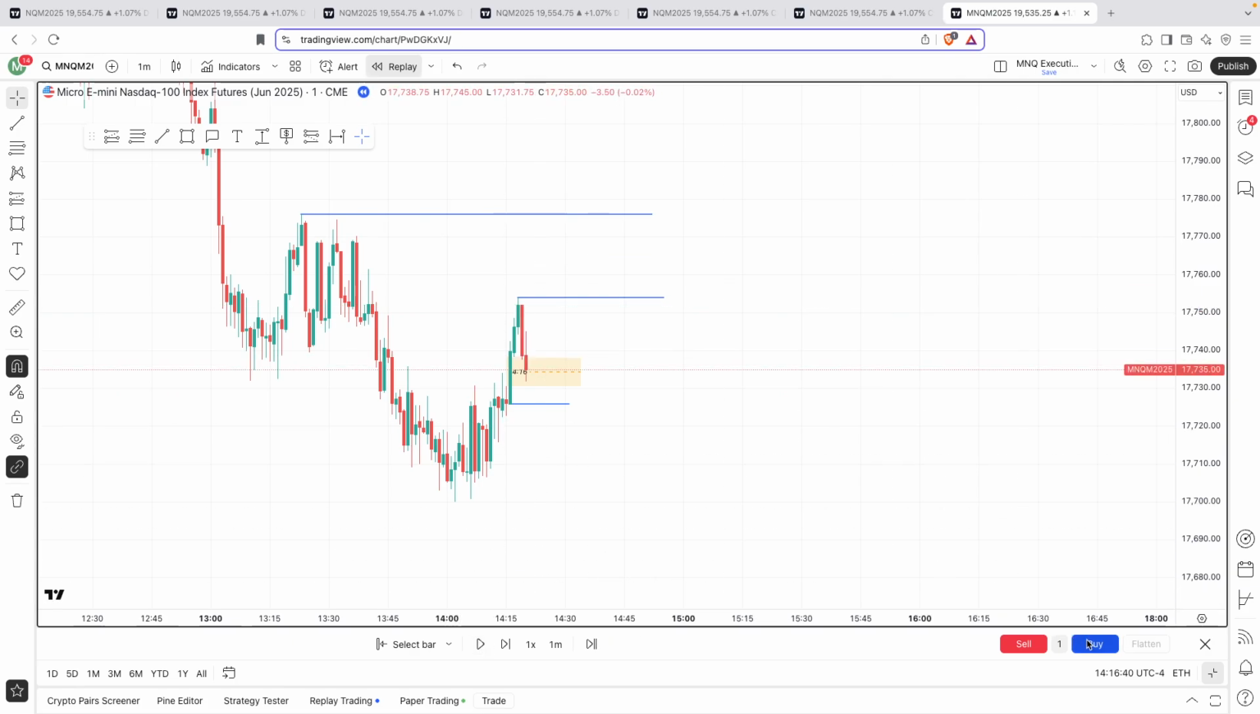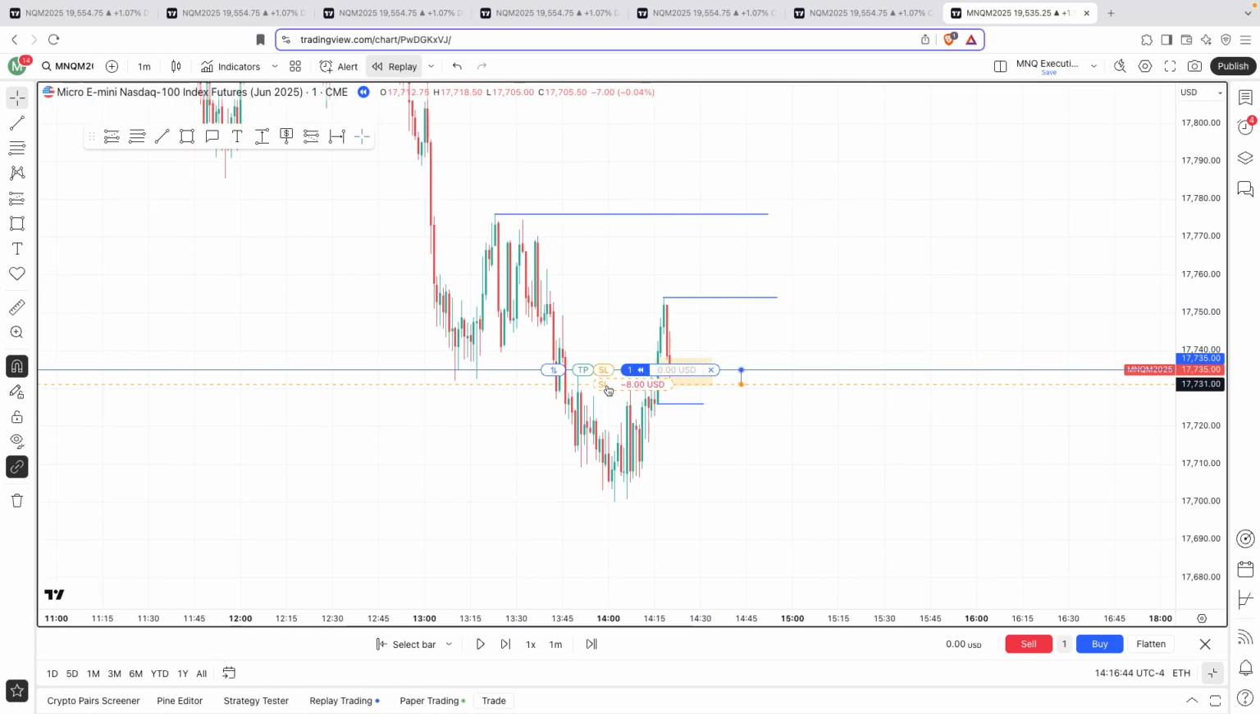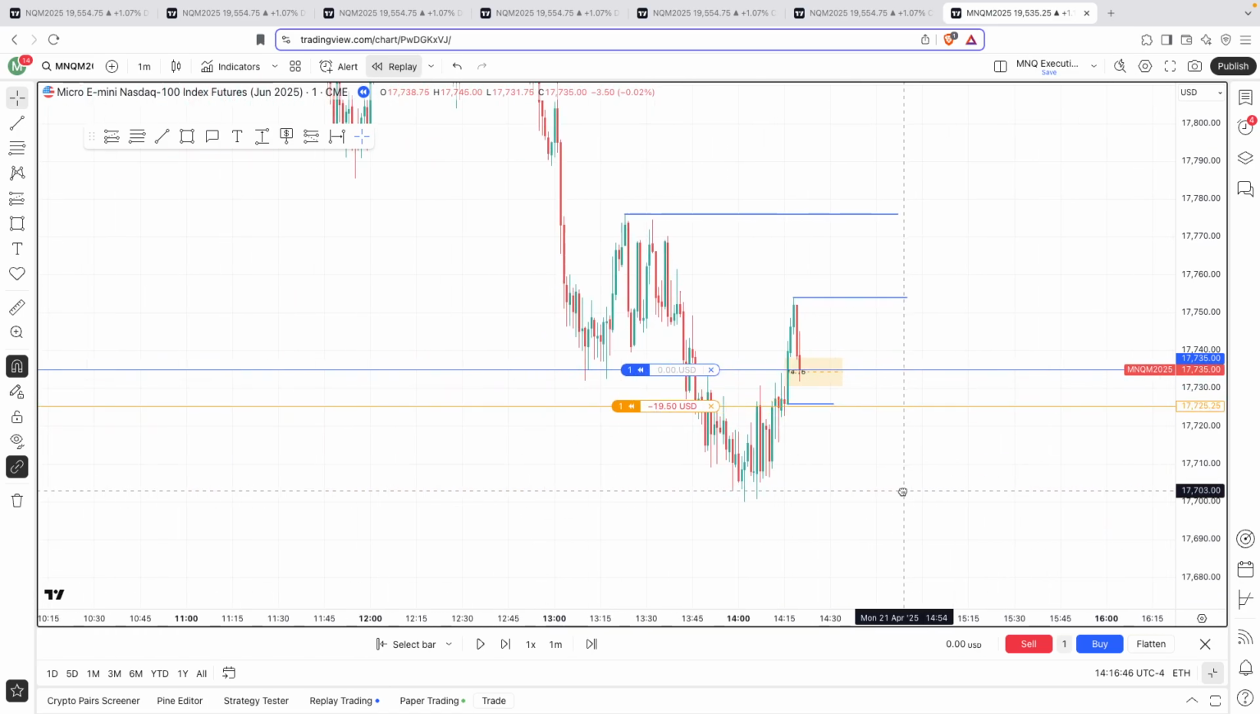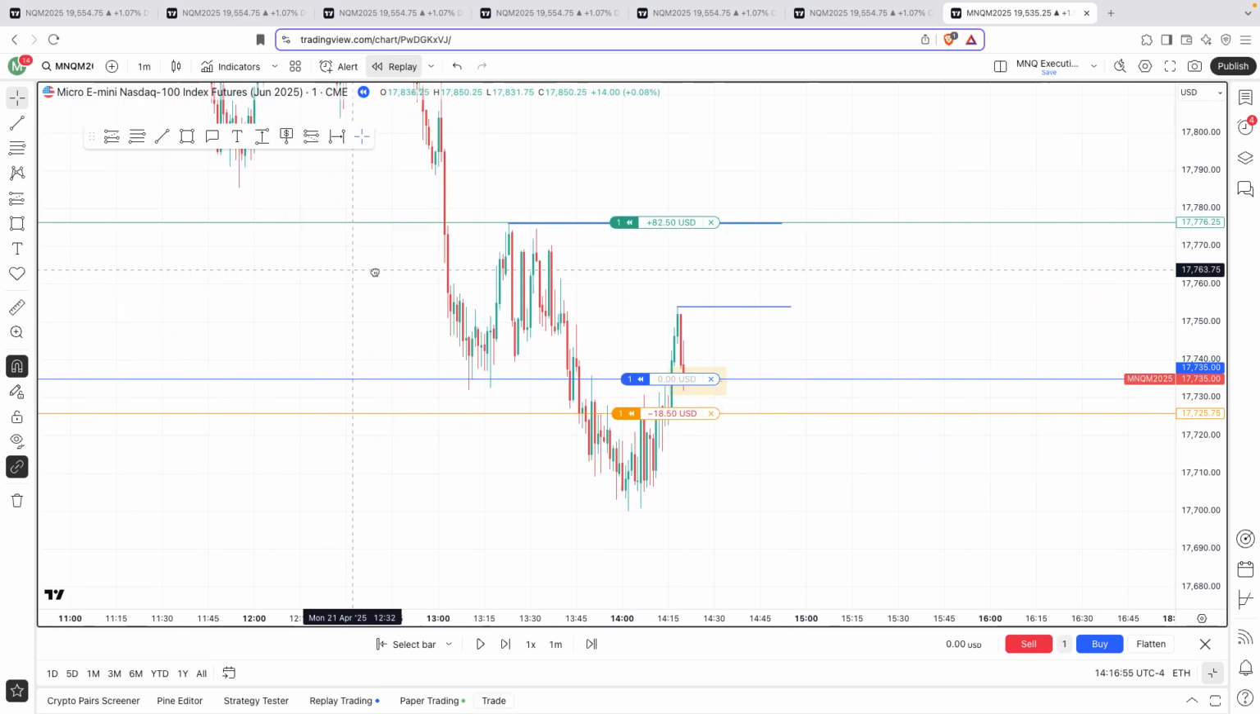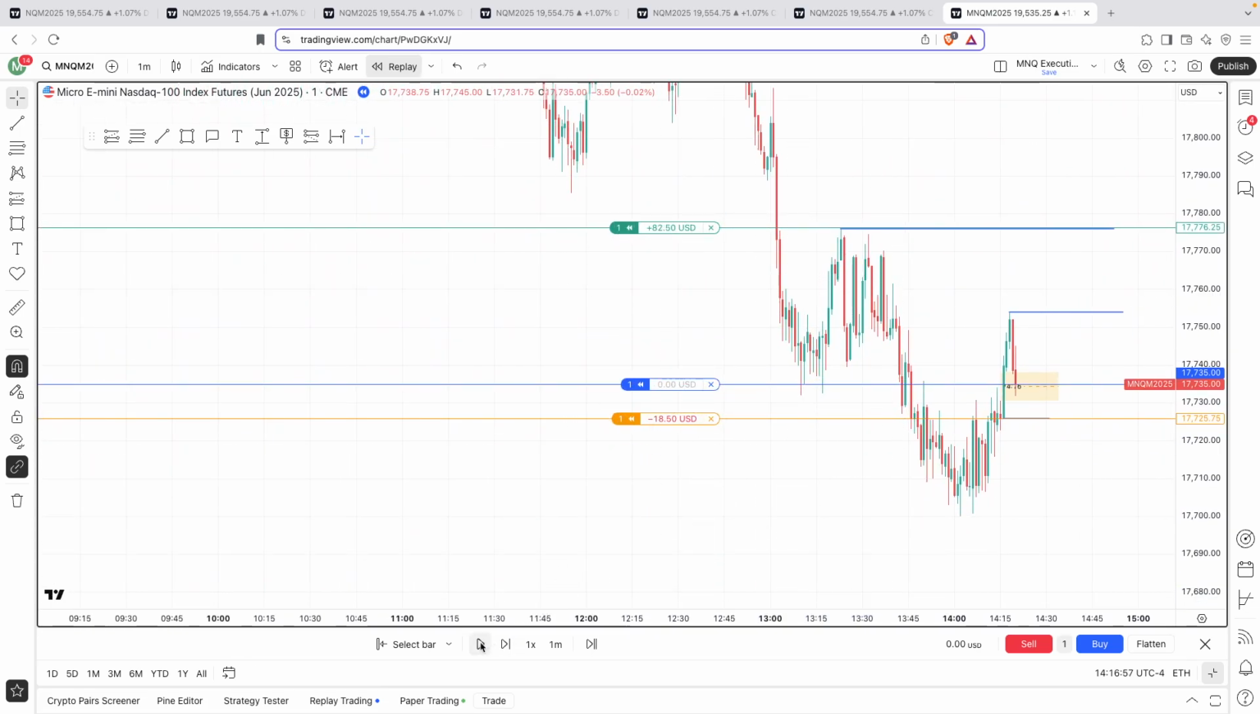So here, now I would enter the trade, and my stop loss would be over here. And then my take profit would be over here. So this is a very good risk to reward. It actually came a little bit lower, but unfortunately I can't control it.